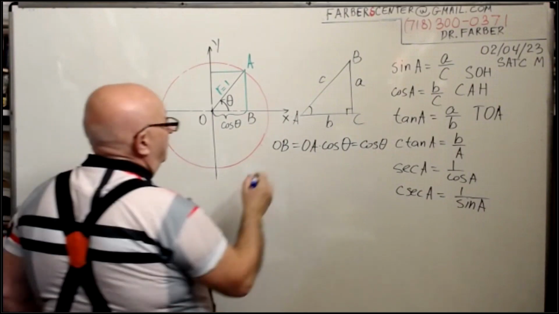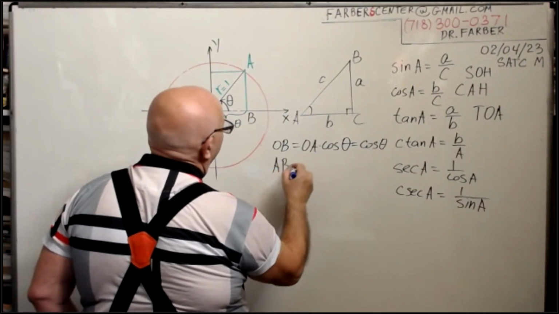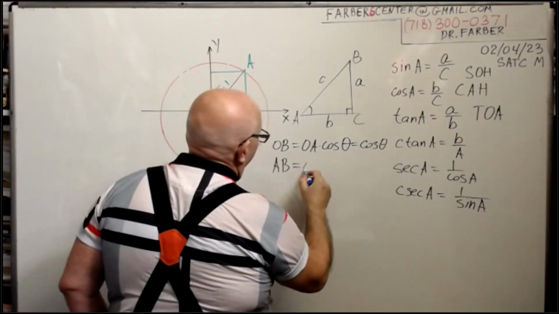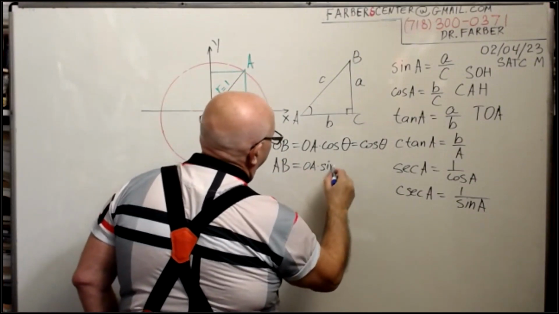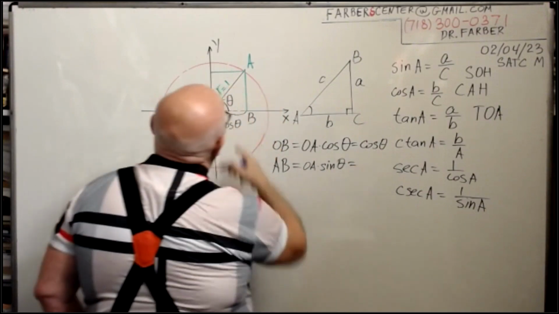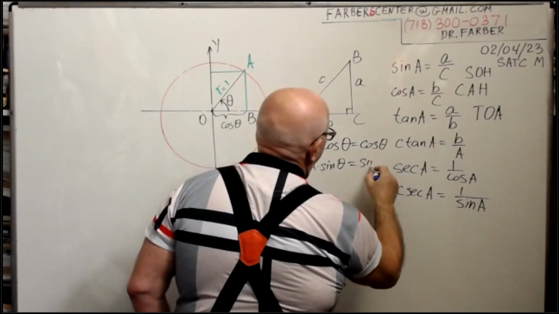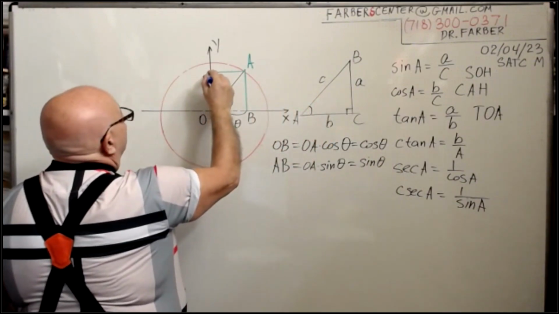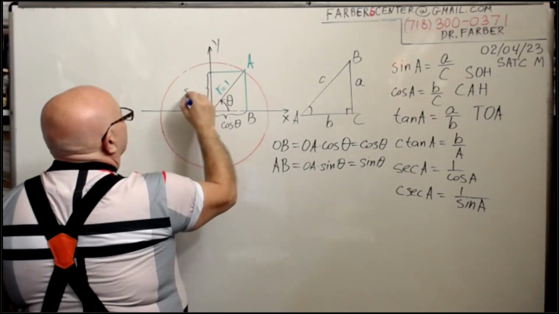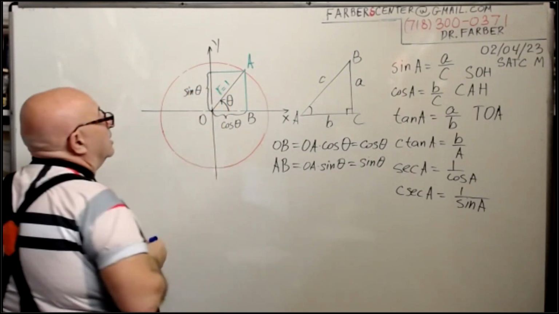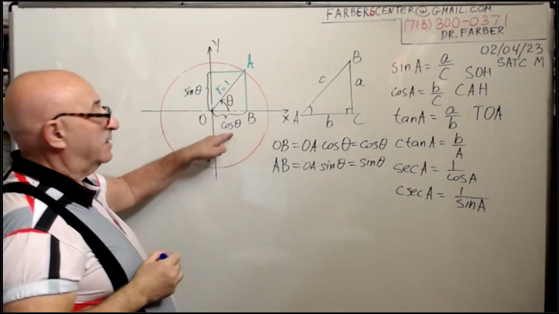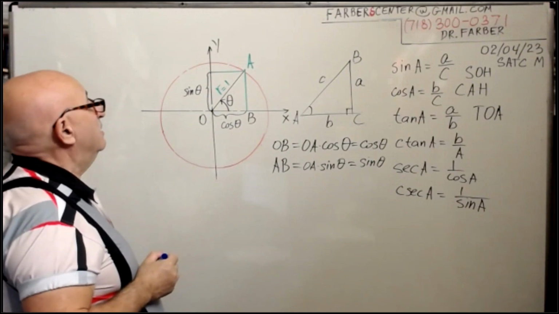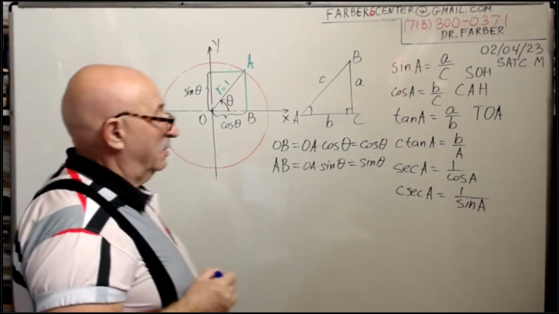If you look at AB in the same manner, it equals this radius OA times sine of theta. Since OA equals 1, it equals sine of theta. And this is sine of theta. So projection to the x-axis is cosine. Projection to the y-axis is sine. This is very important.